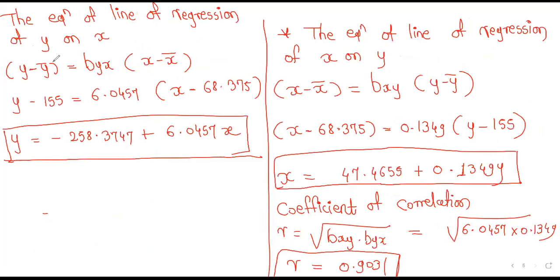Then we found the equation of line of regression of y on x, which is y minus y bar is equal to byx into x minus x bar, and the equation of line of regression of x on y, that is x minus x bar is equal to bxy into y minus y bar. So we get these two equations, and at last we found the coefficient of correlation by using the coefficients of regression, which is r is equal to 0.9031.